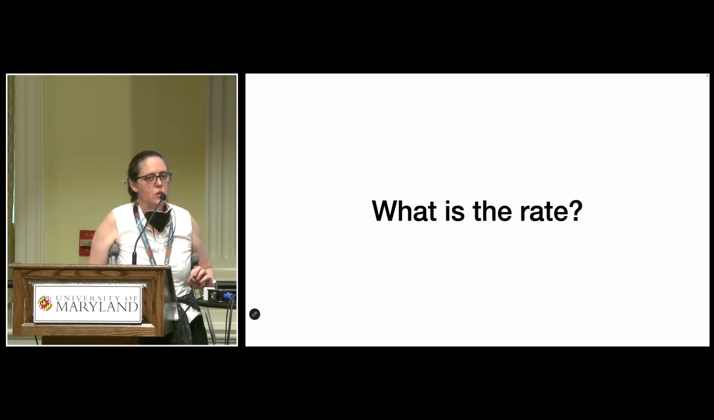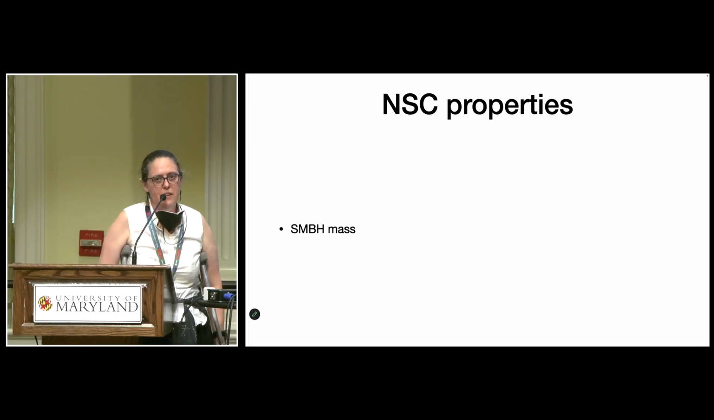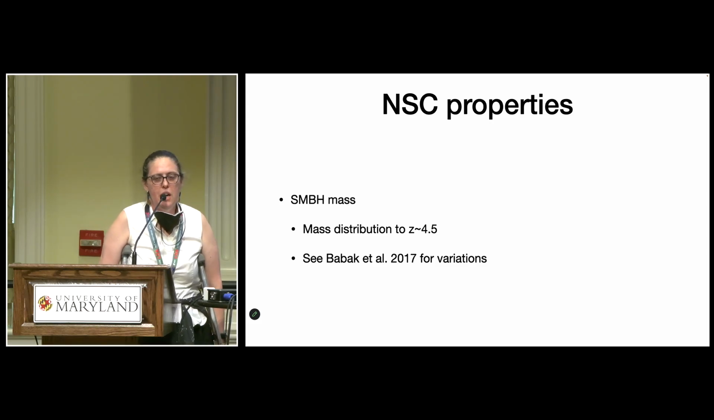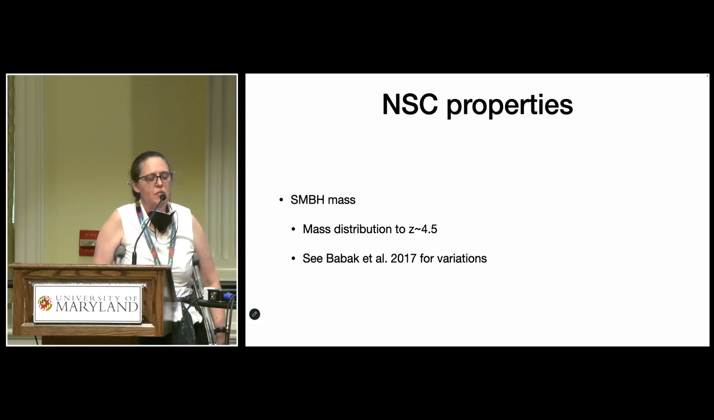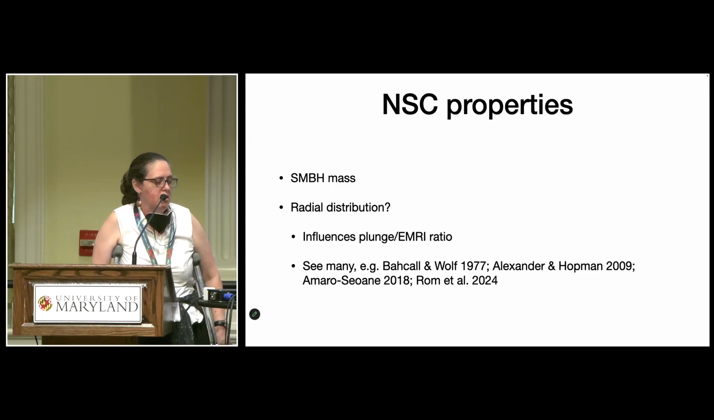Okay, so what we all really want to know is, what is the rate of EMRIs that we're going to see? This depends on a lot of things. It depends on the supermassive black hole mass, and in particular, its distribution out to redshift 4.5. You can see what varying that distribution does if you go check sort of the canonical Babak paper from 2017, and if you play around with it, you can get very small and very large predicted rates. You also need to know what the radial distribution is in your nuclear star cluster. That's going to influence your plunge to EMRI ratio. So again, plunges are bad, EMRIs are good, sort of.